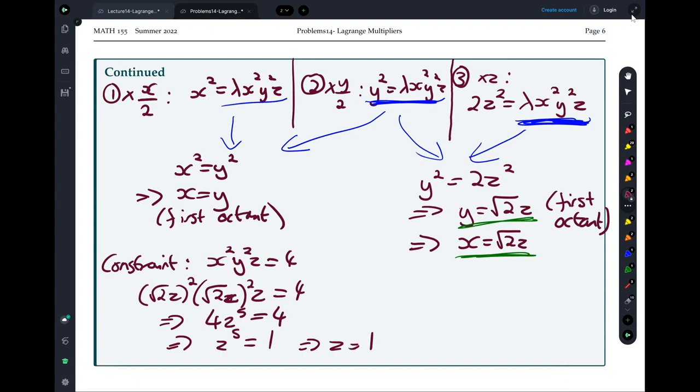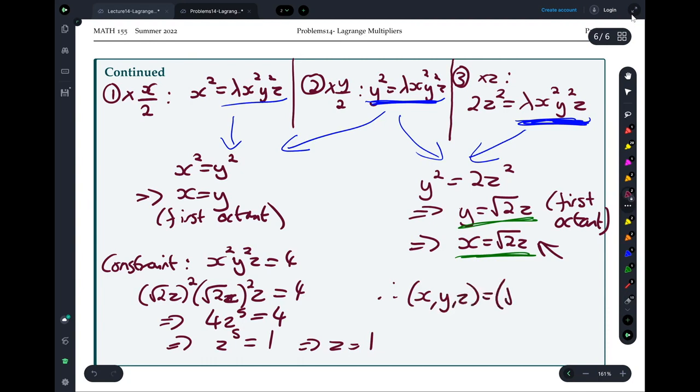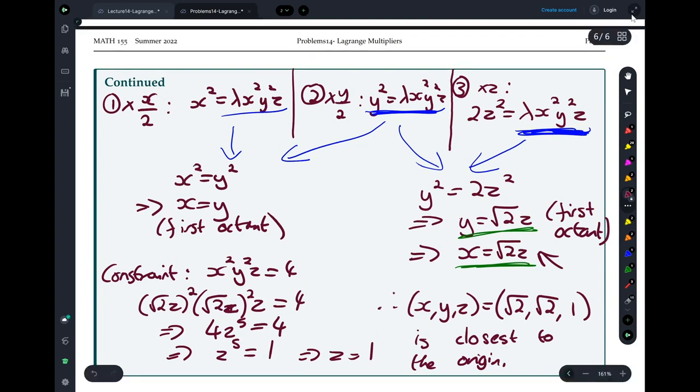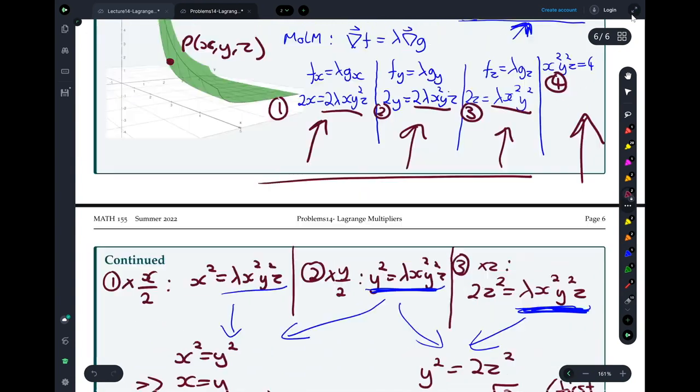Because we know that y and x are both equal to root 2z, we've got a value for z now, so we can just substitute it back into these equations up here. And then we can say x, y, z is equal to root 2, root 2, 1 is closest to the origin. So that's the closest point on this surface up here to the origin.